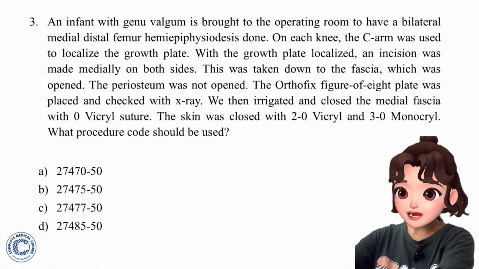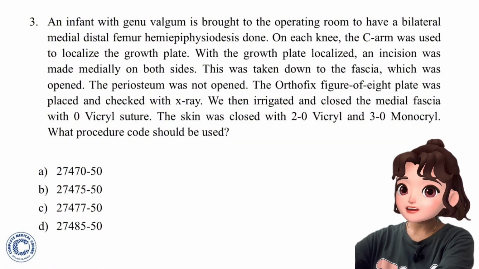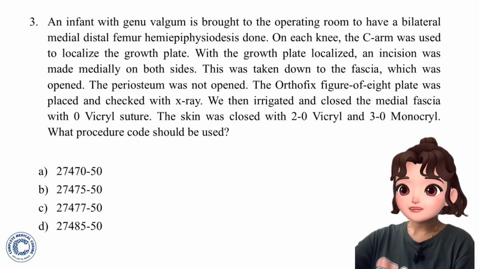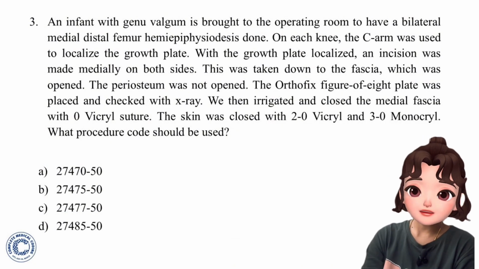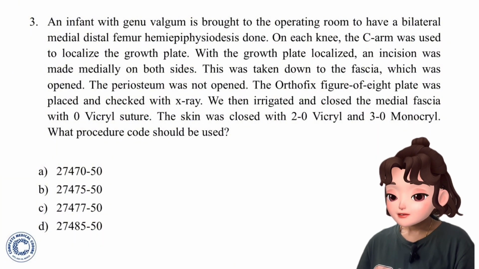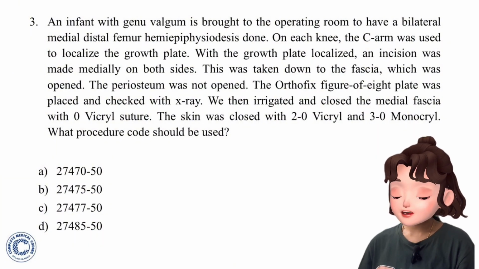Alright, and this is bilateral. Anyway, you can see in all the options, the bilateral code modifier 50 is mentioned. So now you have to find out the answer. Okay, let's start the codes one by one. What's the first one? 27470.